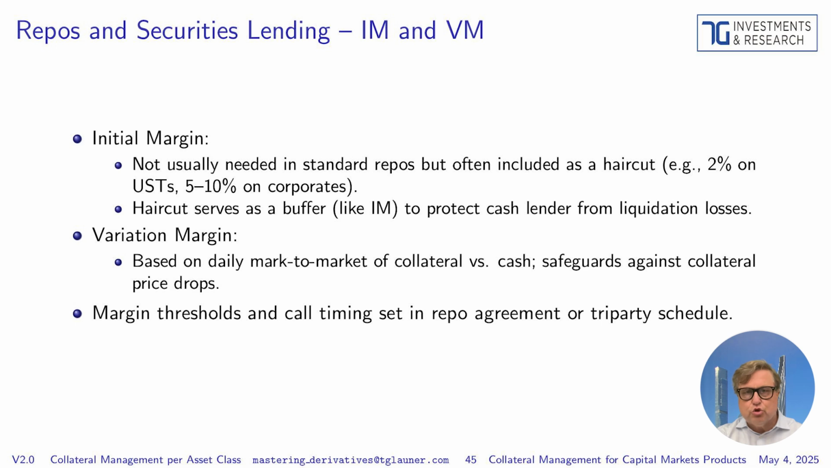Variation margin is determined based on the daily mark-to-market valuation of collateral compared to the cash involved in the transaction. This process helps safeguard against declines in collateral prices. The specific margin threshold and timing for margin calls are established within the repo agreement or tri-party schedule.